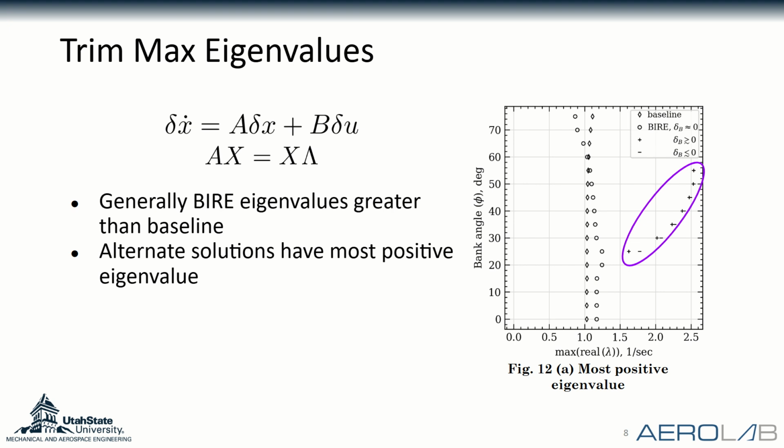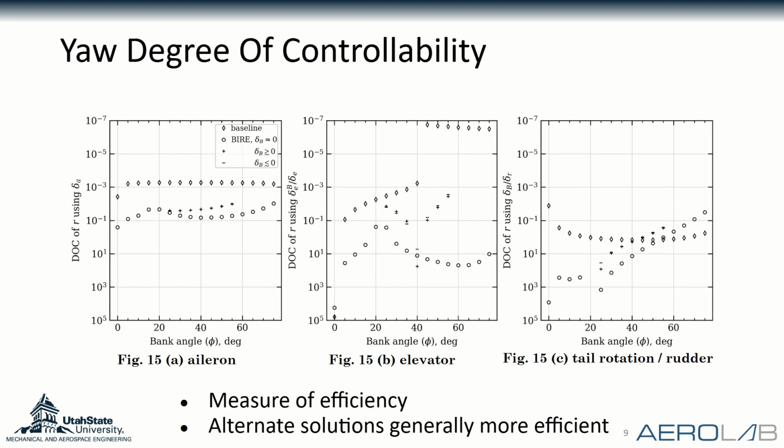That means the linearized system for the BIRE aircraft will generally diverge more quickly for the alternate, when this linearized system is done about an alternate trim solution, than it would if it was done about this tail near zero trim solution. And we'll wrap things up at the end and explain a little bit what this all means.